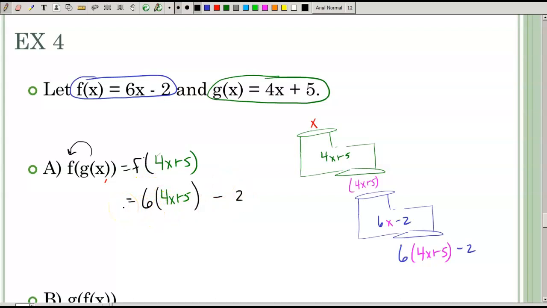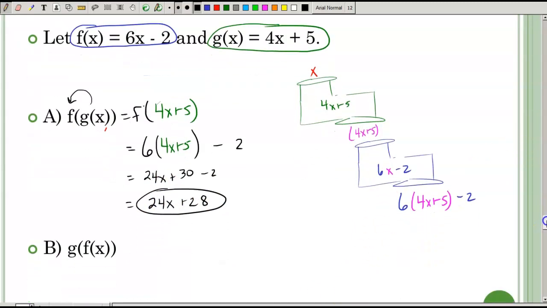And so now we just have an expression and we know how to operate on these different expressions, and I can reduce and simplify this. So I'm going to multiply this out. This is going to be 24x plus 6 times 5 is 30, minus 2. I'm going to combine my like terms, so I now have 24x plus 28. So there's my answer, 24x plus 28.